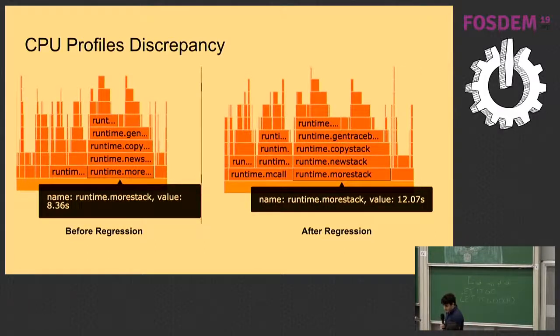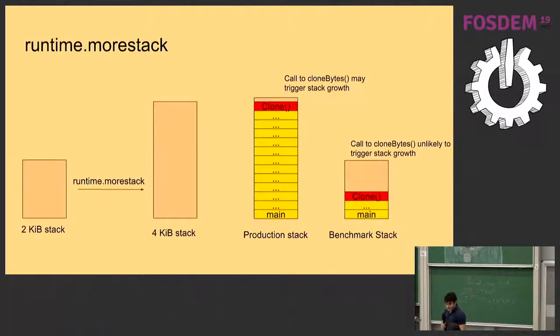So we dug into this, tried to figure out what this function does. And it turns out in Go, every goroutine starts with a 2 kilobyte stack.